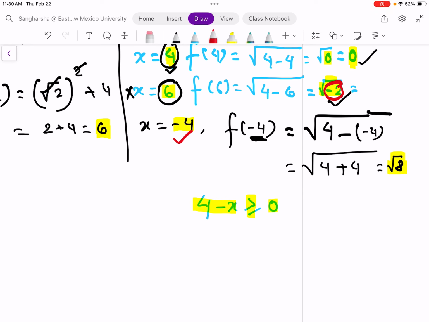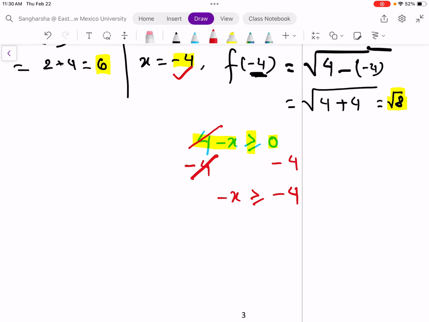Solving means we are making x by itself, right? So we have positive 4. Let's get rid of positive 4 from the left side. So we subtract 4 on both sides. Positive 4 minus 4 is 0. We have negative x greater than or equal to 0 minus 4. That is minus 4. Now we still have a negative in front of x.